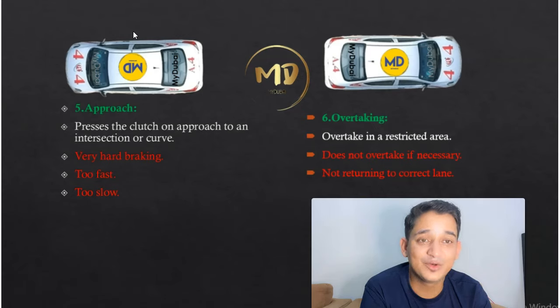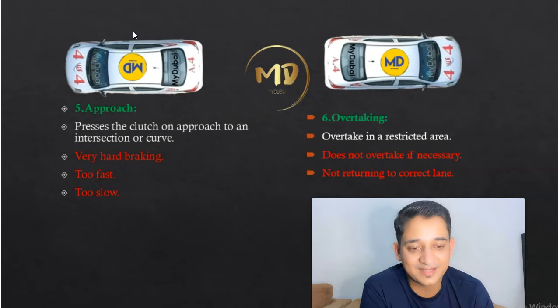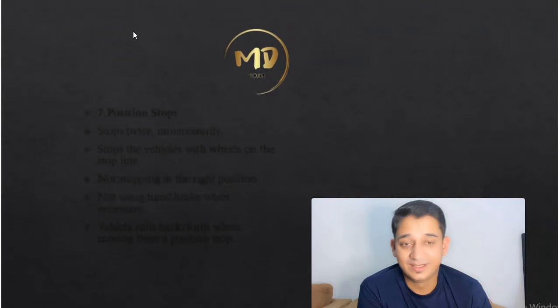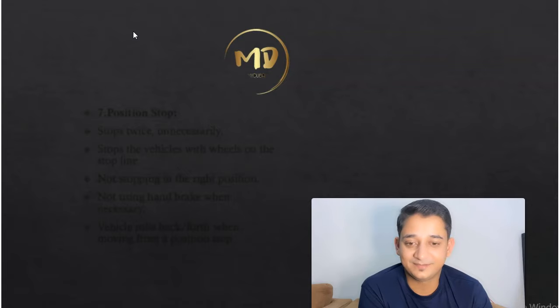But you need to make sure you do not overtake on a curve or near the signal, and you need to return to the correct lane. Not returning to the correct lane is again counted as a minor mistake. You can get failed for this as well, because it depends upon the examiner.